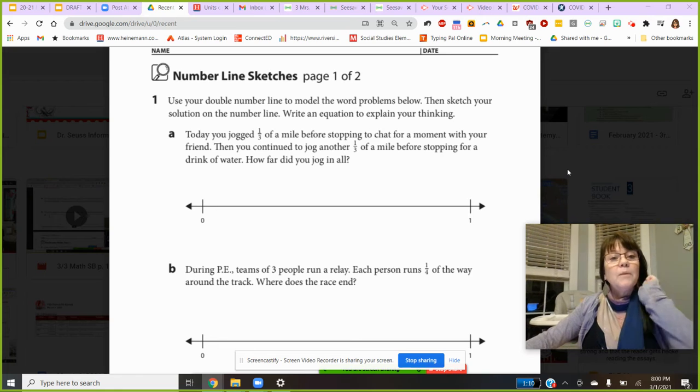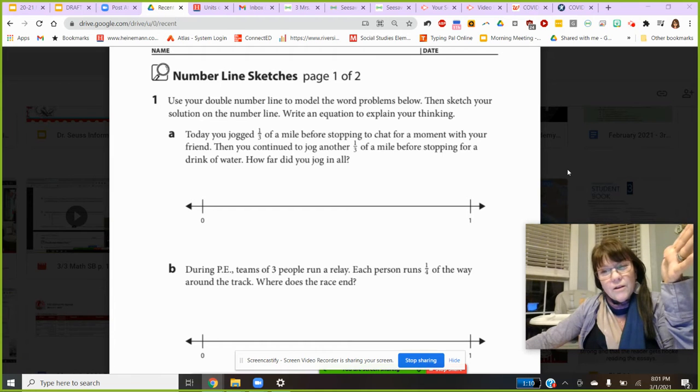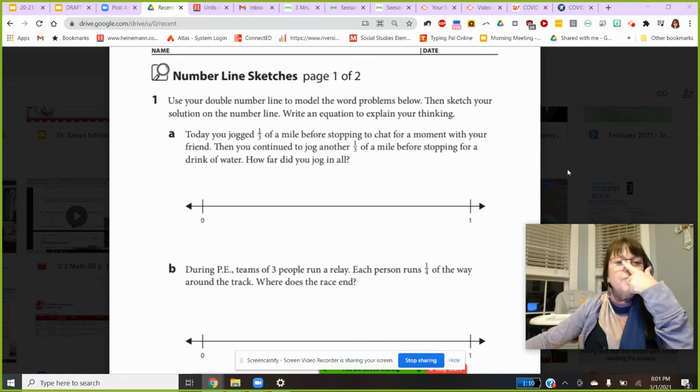All right, number one, use your double number line to model the word problems below. Then sketch your solution on the number line. Write an equation to explain your thinking. So we'll figure this one out together.